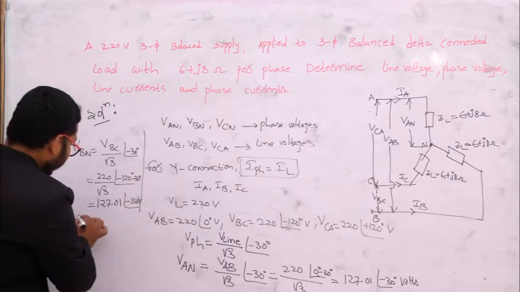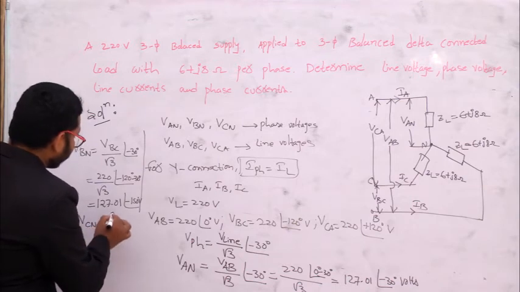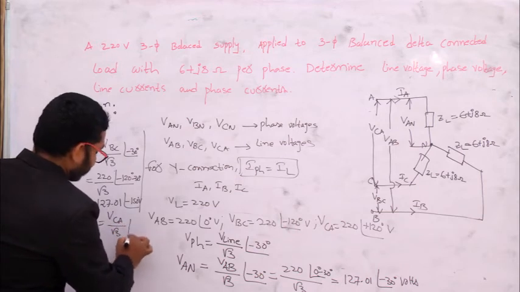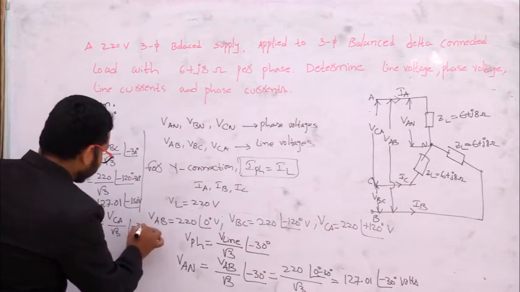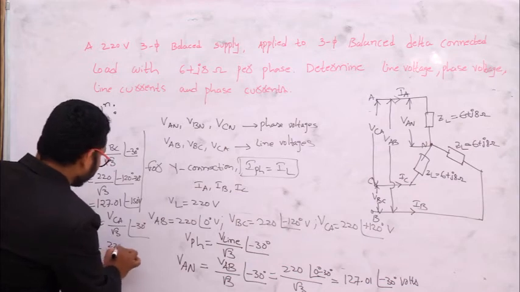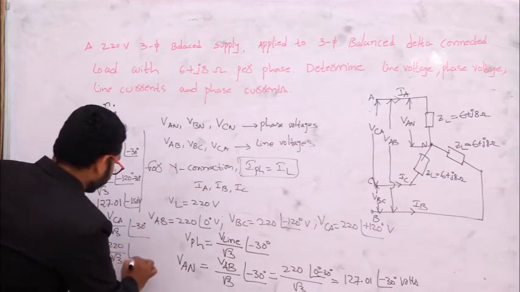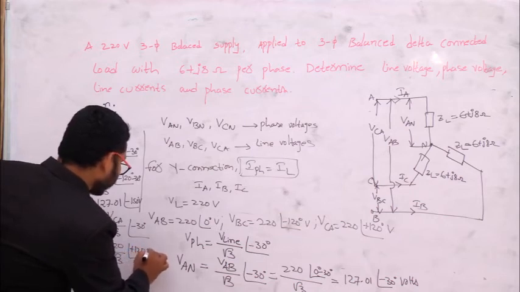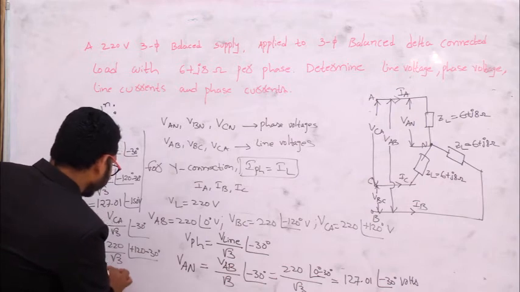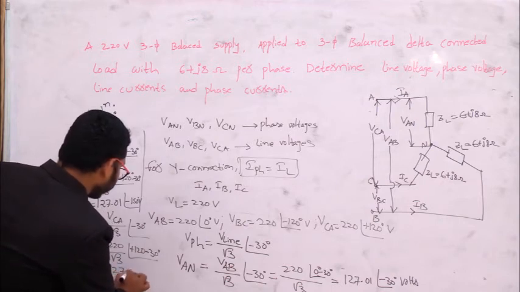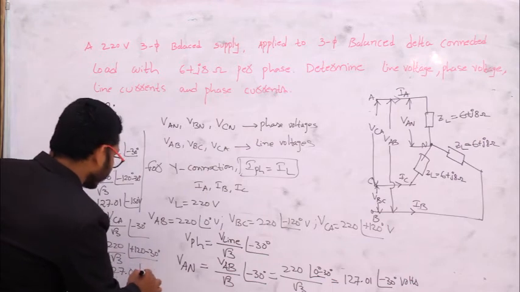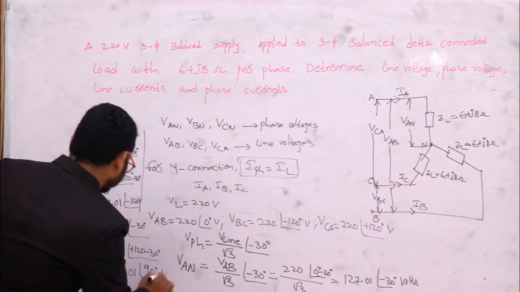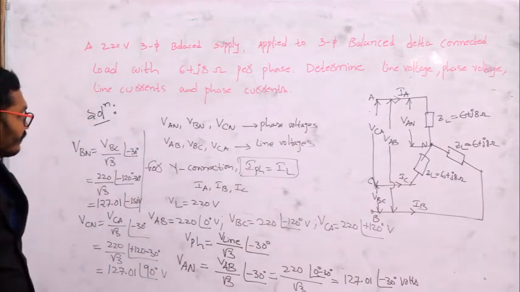Similarly, VCN is equal to VCA by root 3, minus 30 degrees. Here you can represent 220 by root 3, plus 120 degrees minus 30 degrees. So you will get 127.01, and the angle is 90 degrees. Okay, these are the phase voltages.